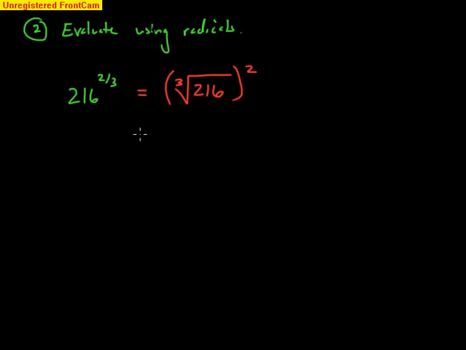So now it just turns into a calculator problem. The cube root of 216 should come out to be 6. And we do that in parentheses, and we square it. Make sure that parentheses is very important. We square 6, and we get 36. And there we go. And that's how we use radicals to rewrite rational exponents.